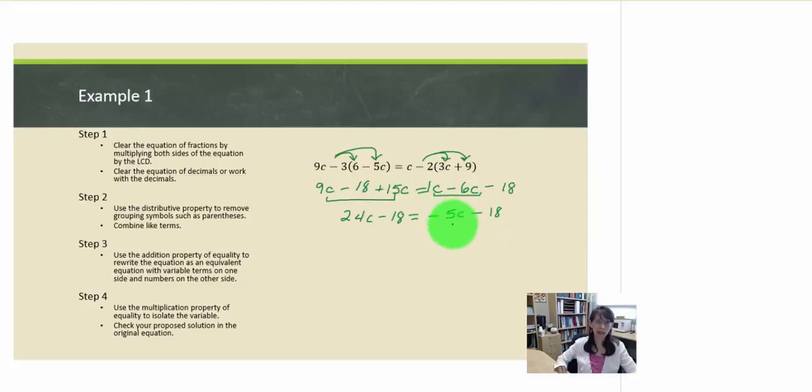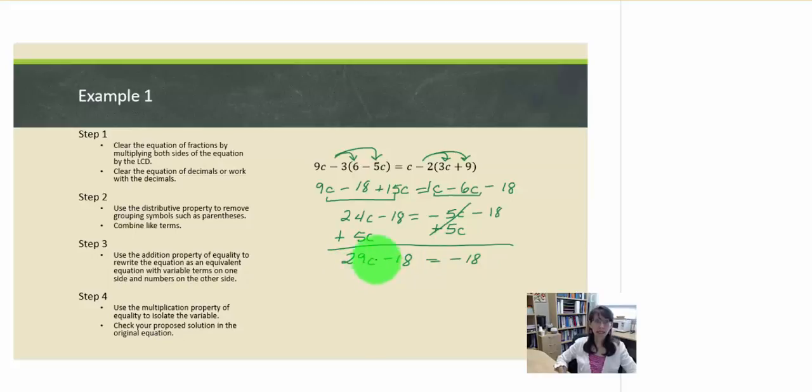We need to collect all the variables on just one side alone. So I think I will use the addition property and add 5c to both sides of the equation. Notice what happens. It eliminates from one side and collects on the other. So I have 29c minus 18 is equal to negative 18.